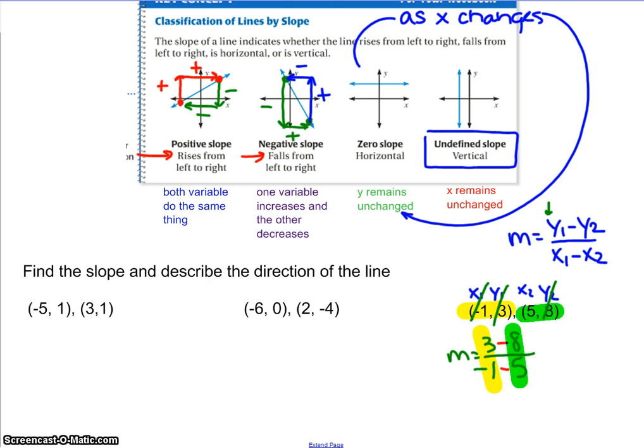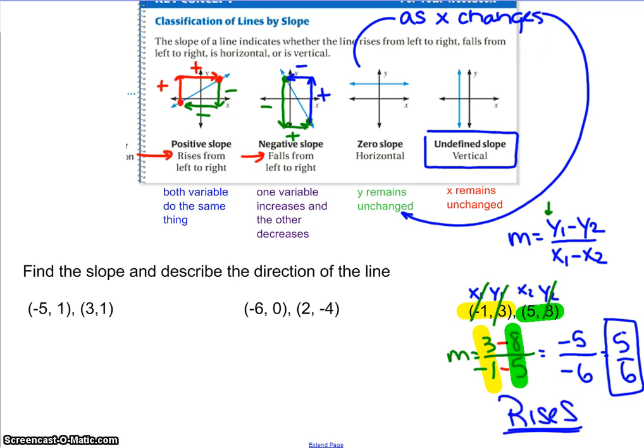Now simplify it. 3 minus 8, and again, if you need to use a calculator to do that, that's fine. -1, -5. Now, don't leave it as negative divided by negative, because that becomes positive. That's simpler than saying negative divided by negative. So I have a slope in this case of 5/6, which means it's positive. So therefore, the graph, if I were to plot these points and connect those two points with a line, would be rising.